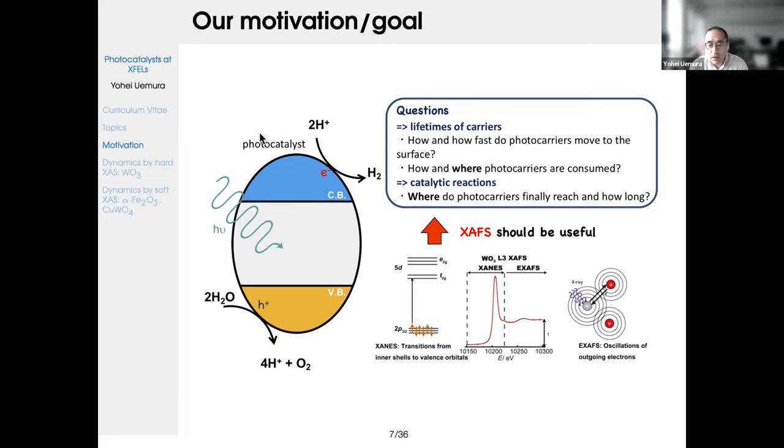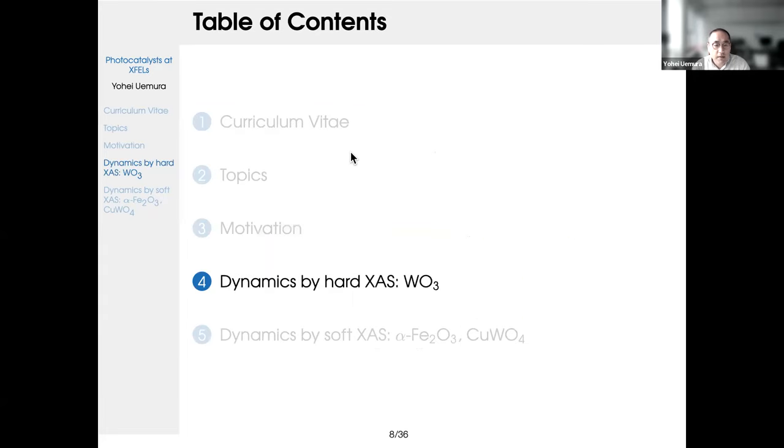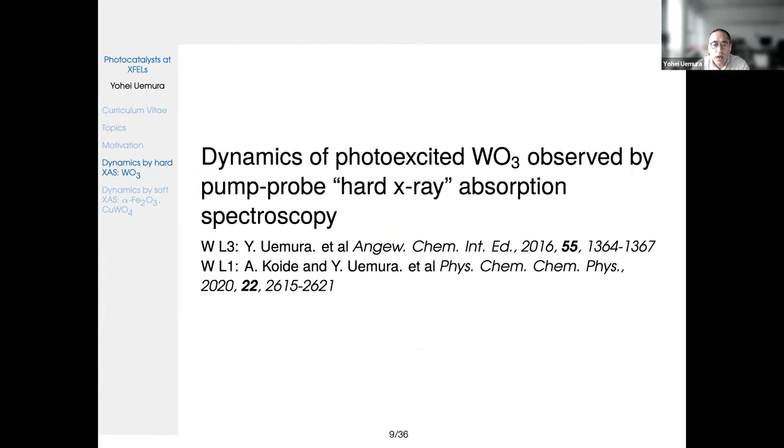X-ray absorption spectroscopy is useful to understand the local structure or local electronic state of photocatalytic materials. We use this technique to study the photocatalytic reactions. The first example is the tungsten trioxide. We studied the tungsten trioxide at SACLA. We measured the tungsten L3-edge and L1-edge spectra at SACLA.